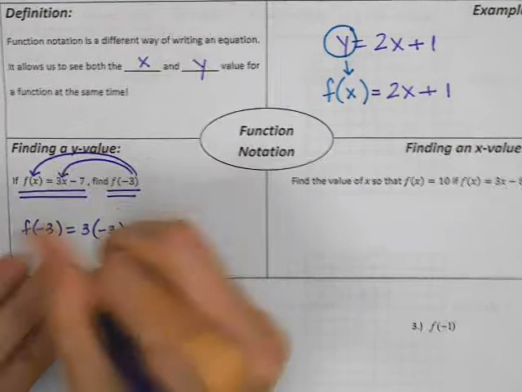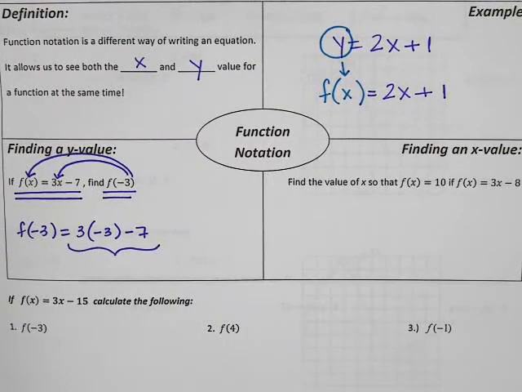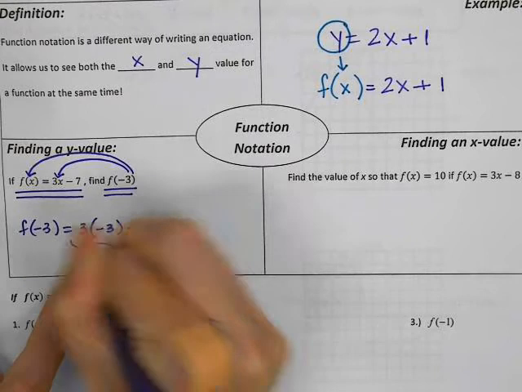And then all you guys have to do is solve. What is 3 times negative 3 minus 7? And if you type that in the calculator, that ends up being negative 16, so that's your answer.